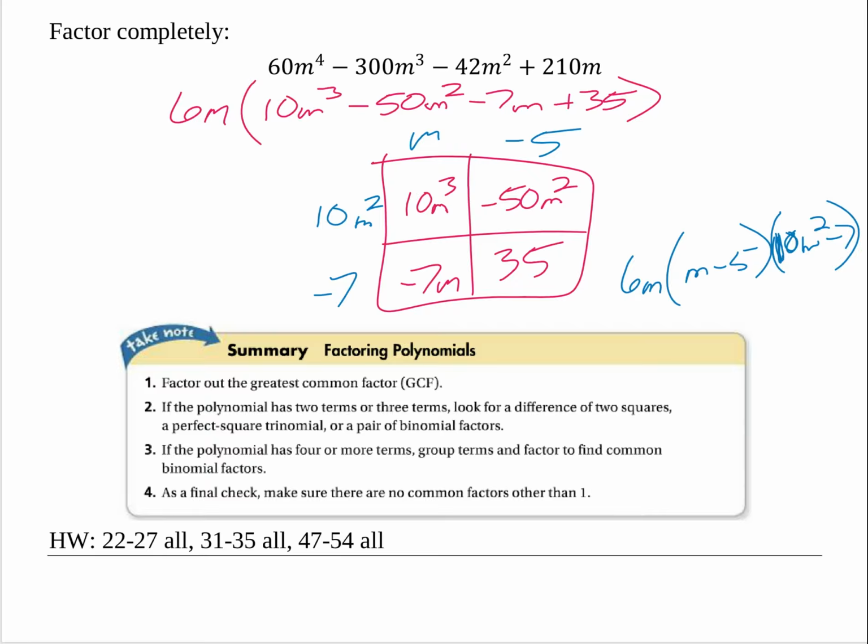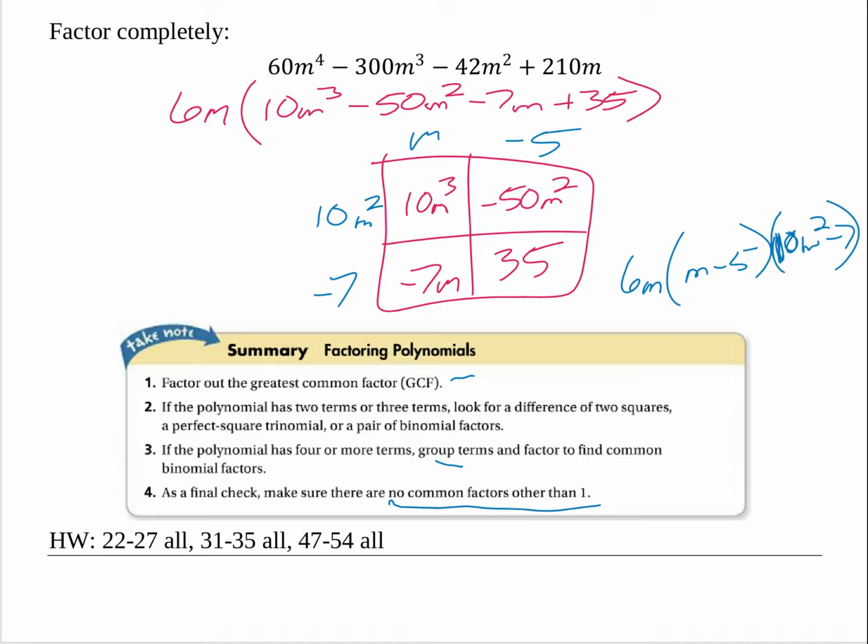Now, let's take a look at the summary at the bottom. It says, first, always factor out the GCF. I've been harping on you guys about that all chapter long. If the polynomial is 2 or 3 terms, look for a difference of squares, look for a perfect square trinomial, or undo FOIL. If you have 4 terms, it says group the terms, but you're actually going to just do the box, okay? As a final check, make sure there are no common factors other than 1. And I'll add one more thing.